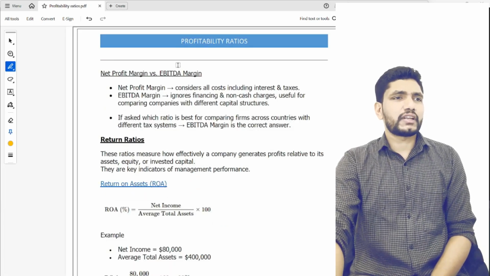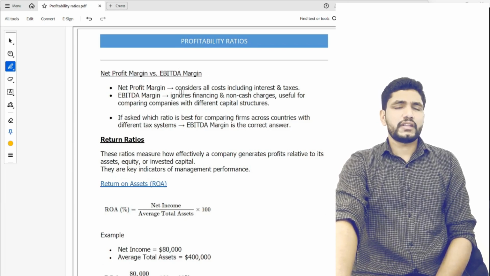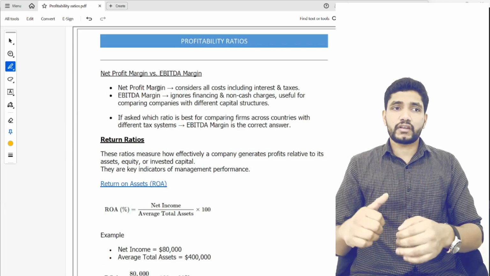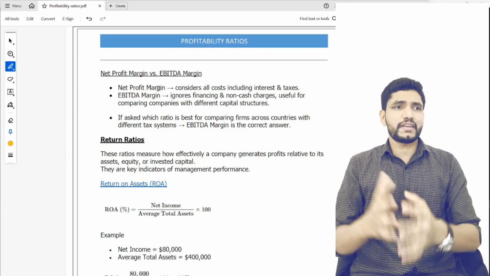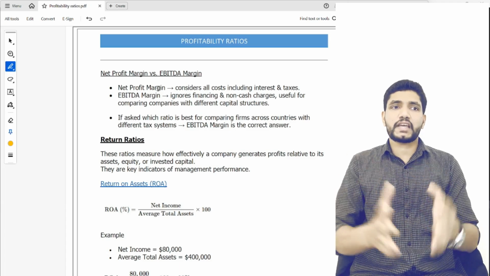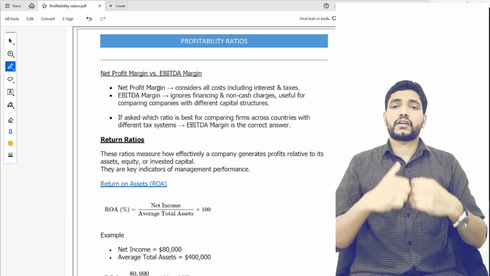So let's see what is the difference between net profit margin and EBITDA margin. The net profit margin considers all the costs, including depreciation, interest and tax, everything. But EBITDA ignores financing and non-cash charges, which is useful for comparing companies with different capital structures. So EBITDA is very useful when we are comparing two companies with different capital structures, because in EBITDA, the financing costs are not considered.